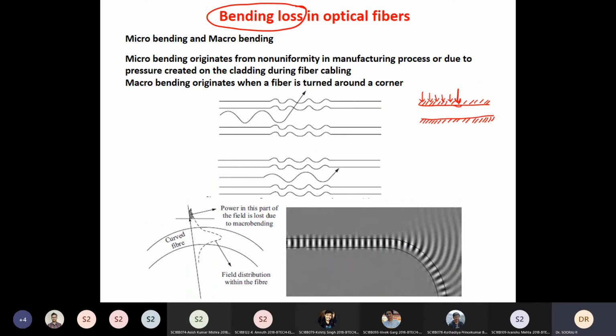Macro bending happens when you take a straight optical fiber and then bend it. For example, here is a straight optical fiber, and let's say I'm bending it here. When I bend it, you would see that some of the power leaks. The plot you see here is the plot of the electric field, and you would see a significant amount of leakage. The power that is confined inside the optical fiber starts leaking out because of macro bending.